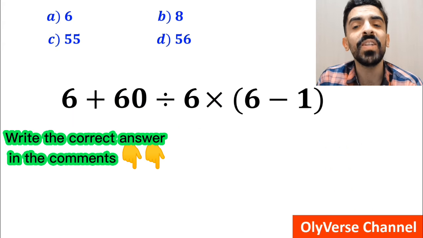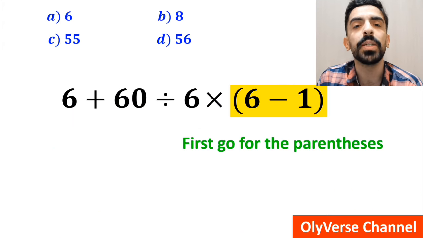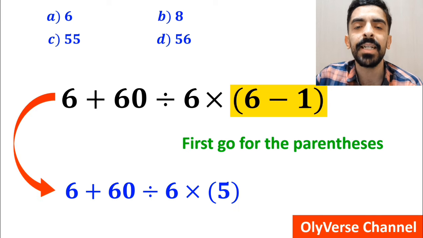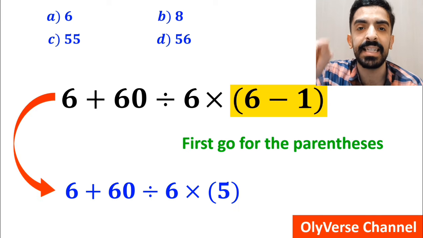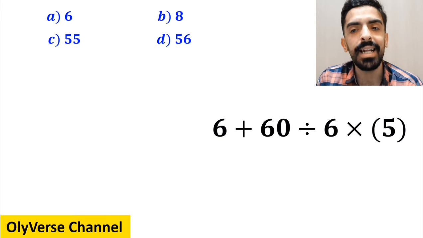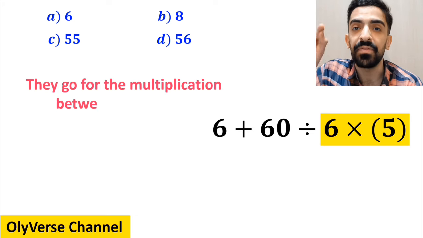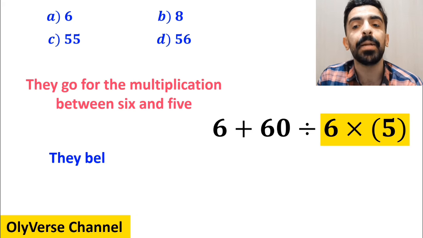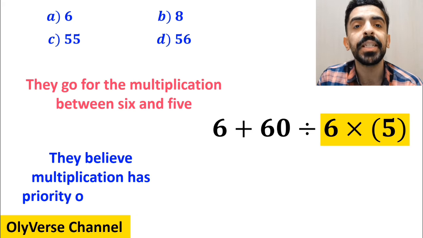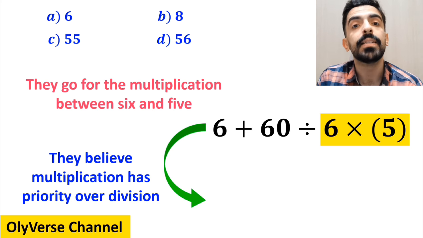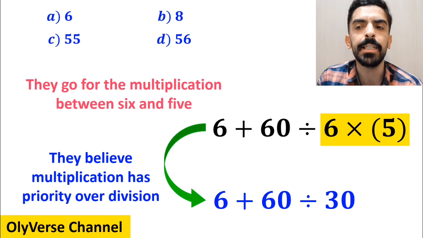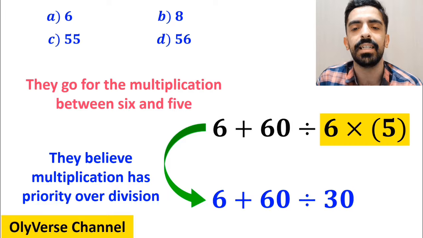Also, some other people, when solving this question, first go for the parentheses and write this expression as 6 plus 60 divided by 6 times 5. And the next step, they go for the multiplication between 6 and 5 because they believe multiplication has priority over division. So, this expression simplifies to 6 plus 60 divided by 30.